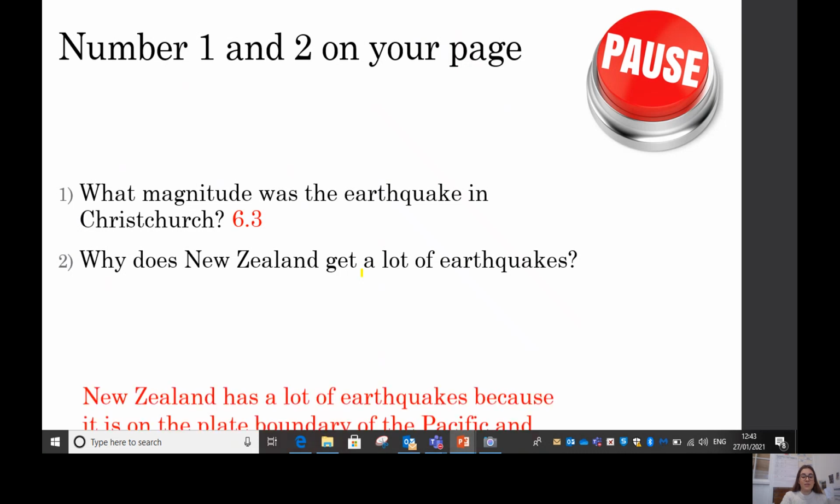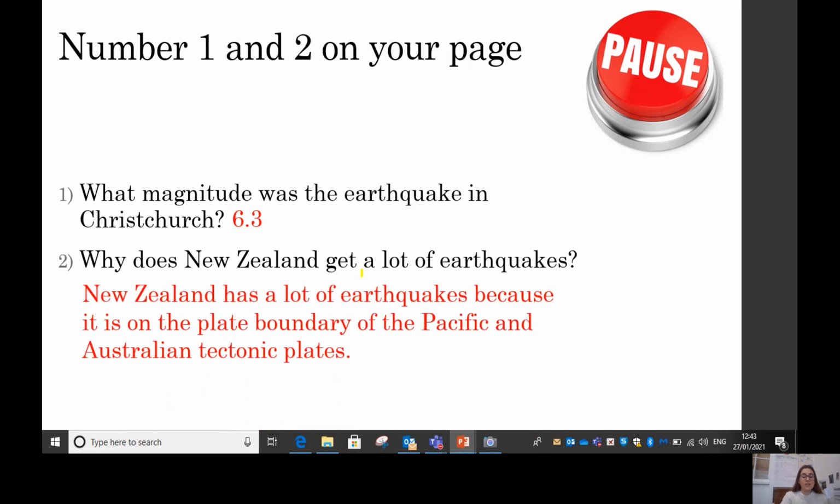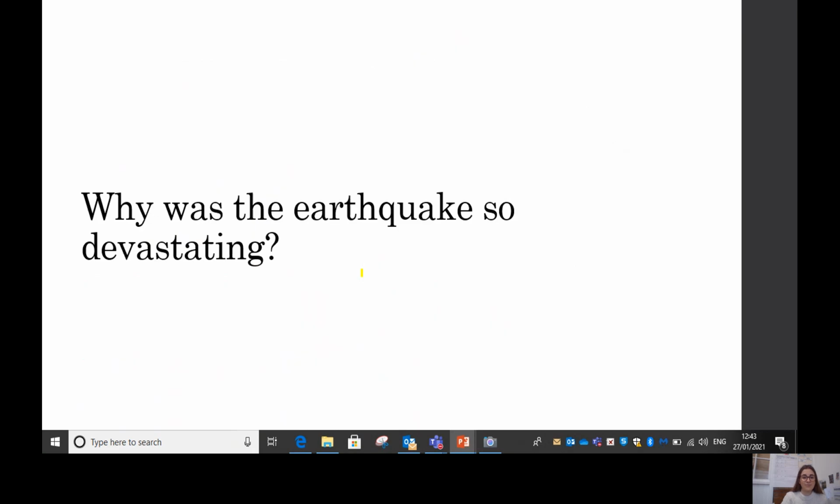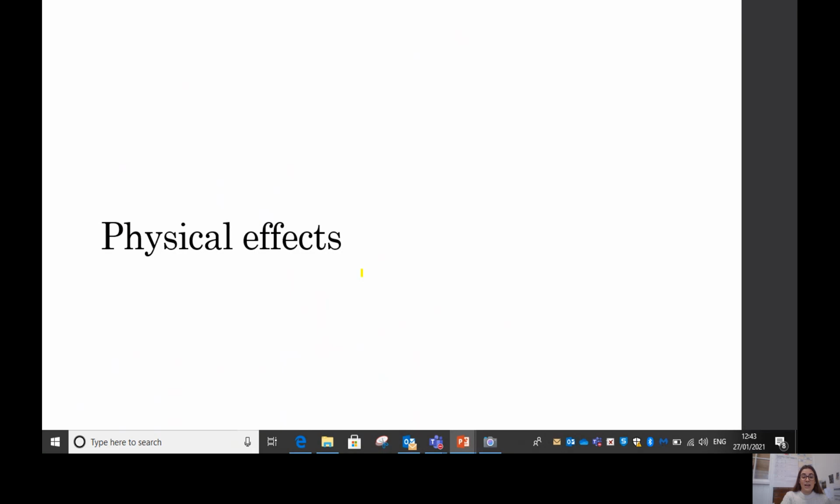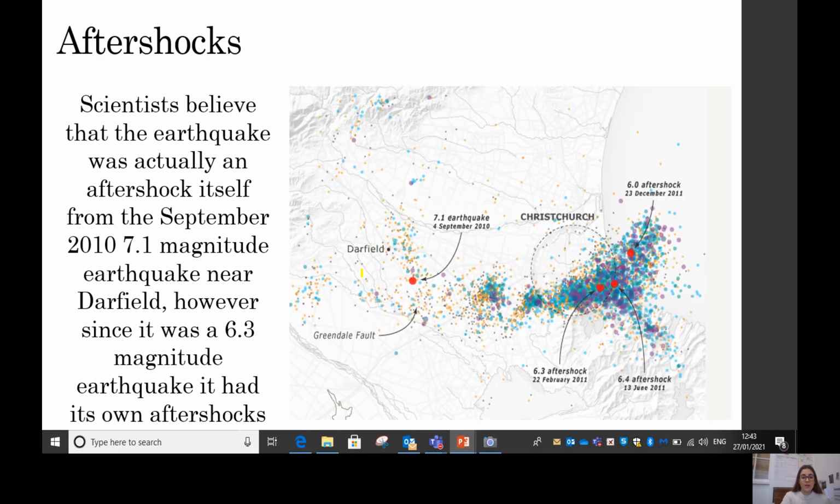And why does New Zealand get a lot of earthquakes? Well, New Zealand has a lot of earthquakes because it is on the plate boundary of the Pacific and the Australian tectonic plates. Well done if you got those correct. So why was the earthquake so devastating? Let's have a look at the physical effects that the earthquake caused.